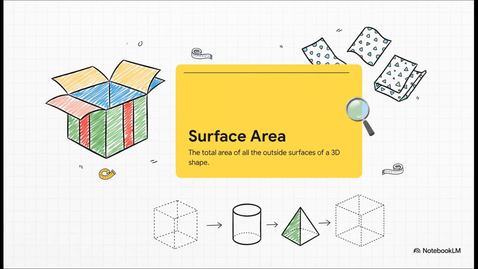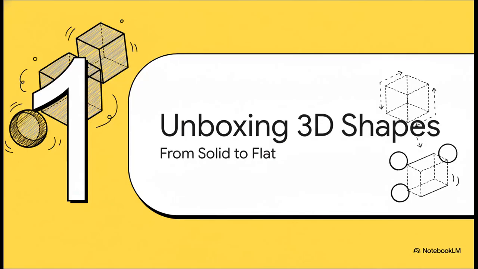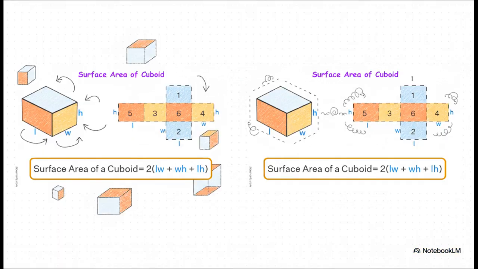To really wrap our heads around this, we're going to do something kind of cool. We're going to visually unbox these shapes, take them from solid 3D forms, and flatten them right out to see what they're actually made of. So, take a look at this. On the left, you've got your standard box, a cuboid. But to figure out its surface area, just imagine we could slice it open and unfold it perfectly flat, like you see on the right.